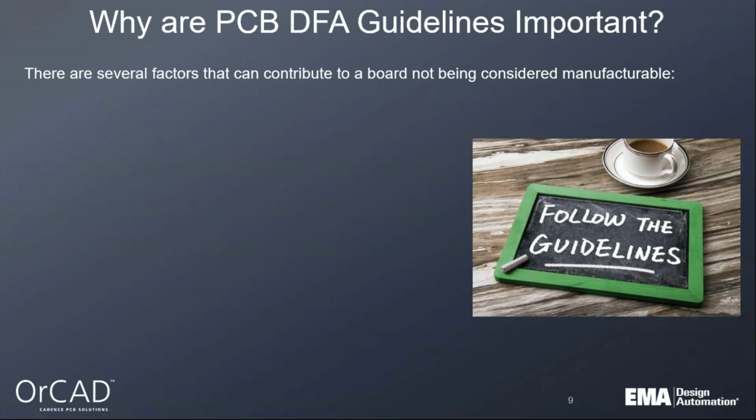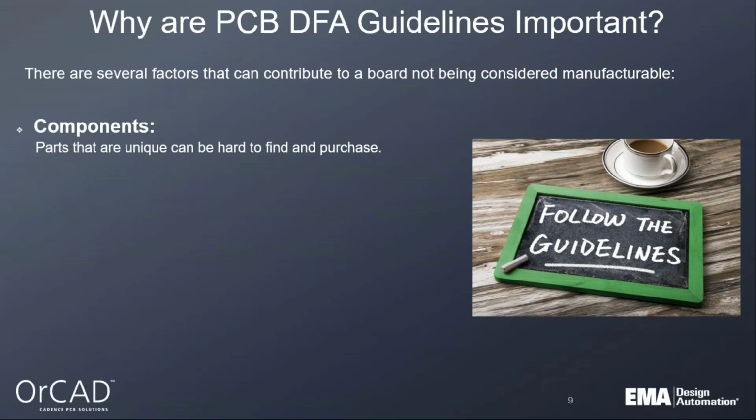So why are PCB DFA guidelines important? There are several factors that contribute to the board being considered manufacturable. There are components that you've got, parts that are unique and are hard to find and purchase. You want to try to acquire those parts early in the design, and parts that are not readily available will be at higher cost. So you want to try to secure those parts before you send those off into manufacturing.